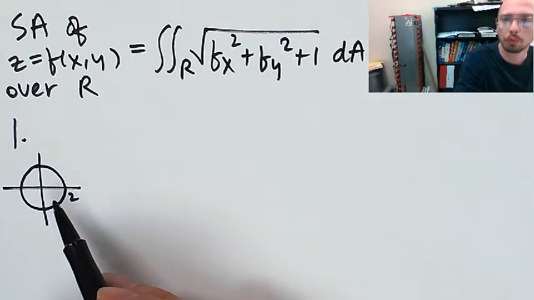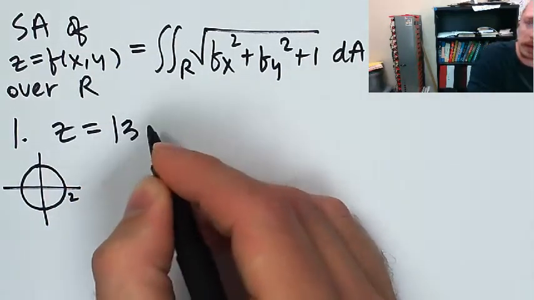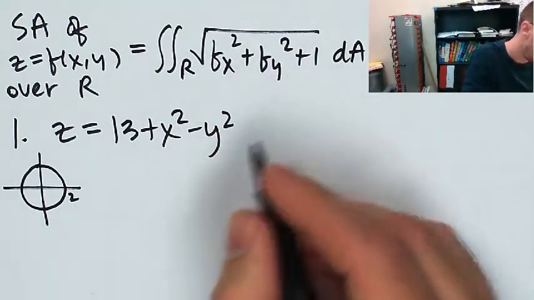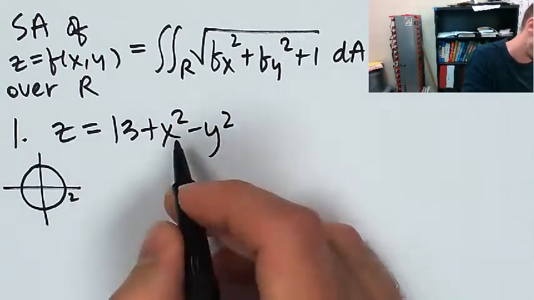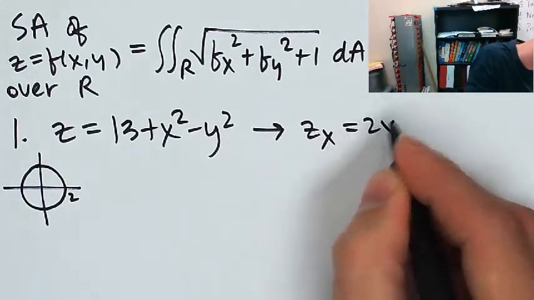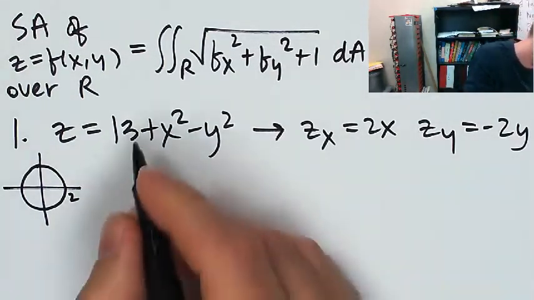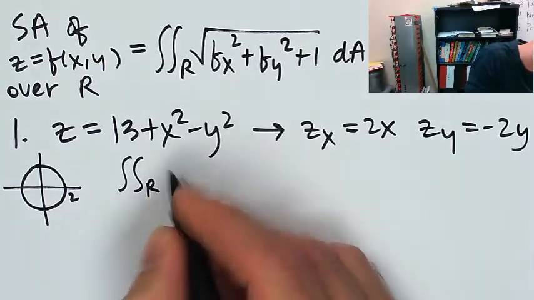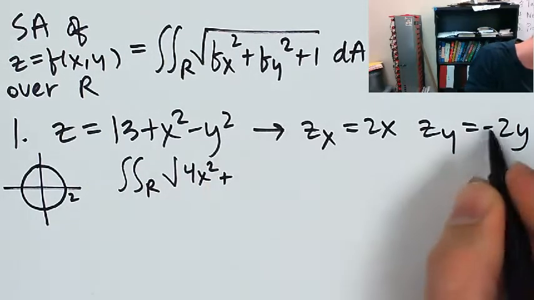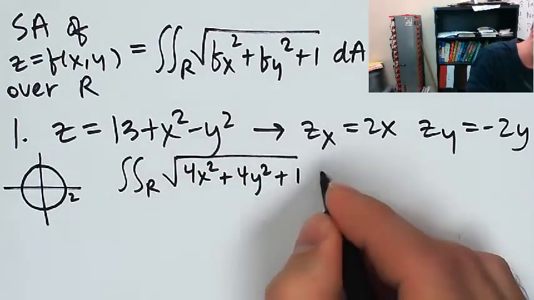So z, I'll just call it z, equals 13 plus x squared minus y squared, meaning that zx equals 2x and zy equals negative 2y. So the integral that I need to run is the double integral over region R of the square root of zx squared plus zy squared, well, that'll be 4x squared plus 4y squared, plus 1 dA.